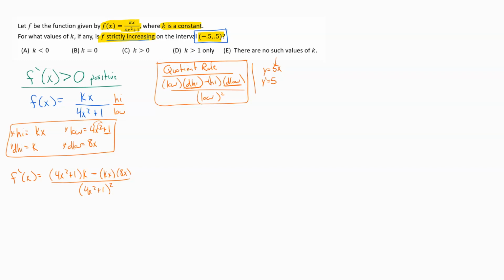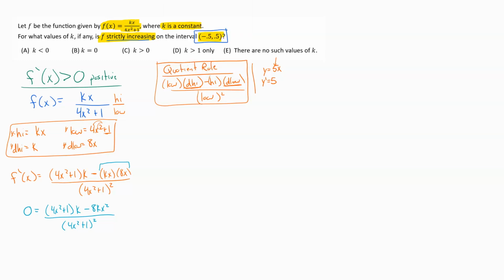Now, if we're going to solve this out, we know that the places where it could potentially change from positive to negative are going to be where this equals 0. So it's very much like doing a first derivative test right now. I want to know when this equation would equal 0, so we set that equal to 0 and clean it up a little as I go. kx times 8x gets me 8kx squared, and on the bottom, I've got 4x squared plus 1 squared.